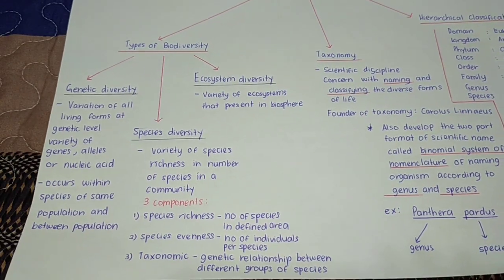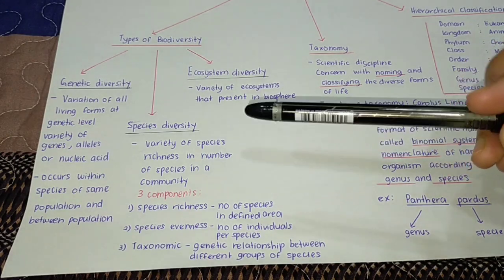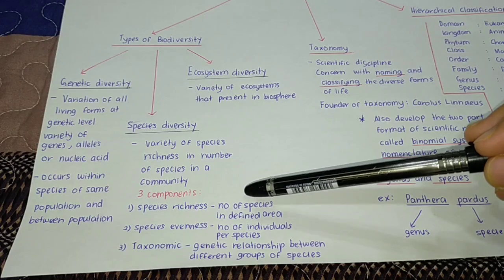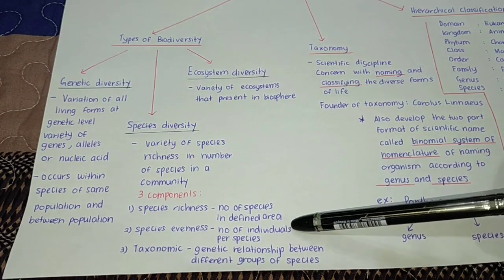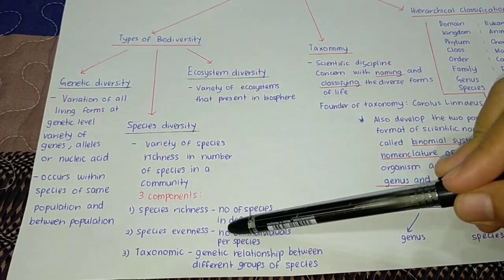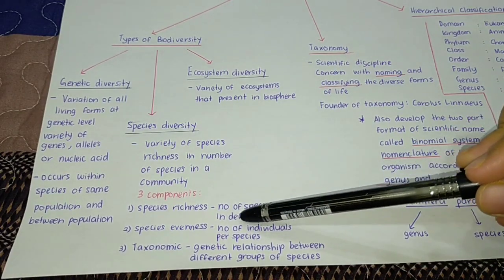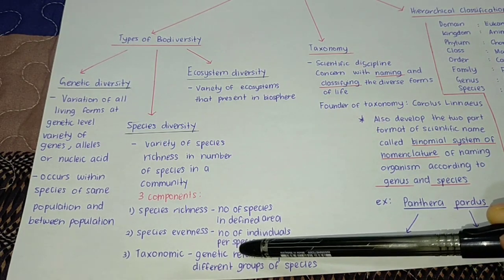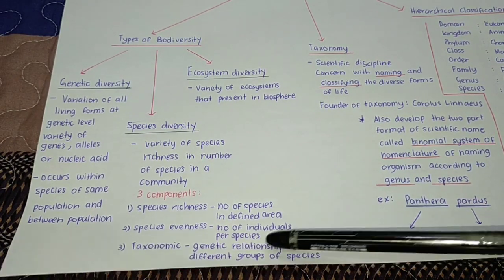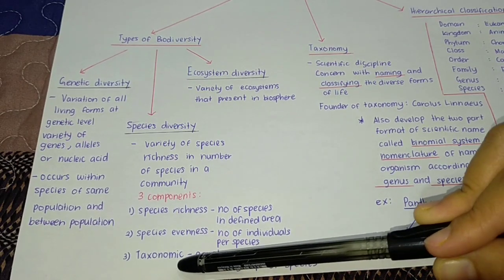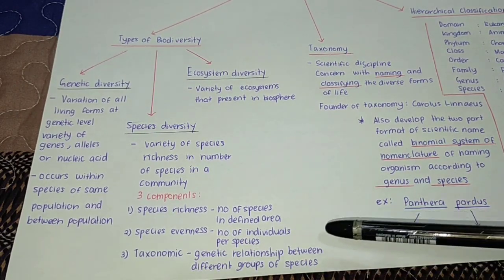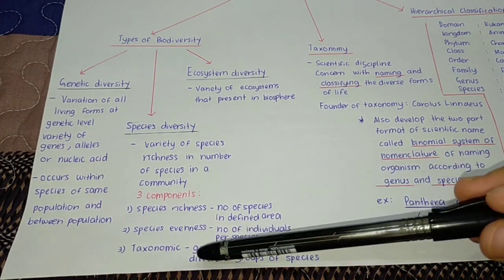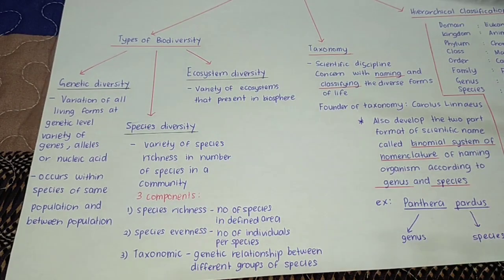Okay, so for species diversity, it will involve 3 components. The first one is species richness. So what is species richness? It is the number of species in a defined area. So that means we look at the number of species in a specific area. And then second, species evenness, which refers to the number of individuals per species. And then third, taxonomic, which is the genetic relationship between different groups of species. Okay, so later I will explain to you what is taxonomy.